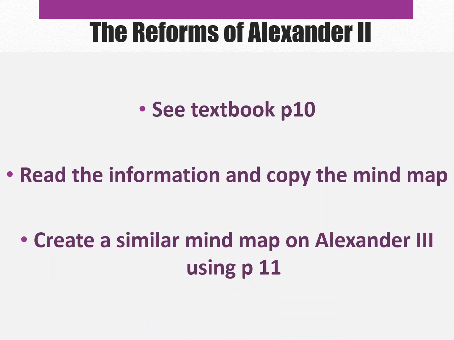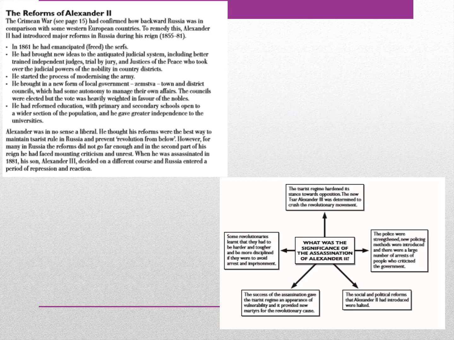So, if you're thinking about Alexander III then, with all of this in mind, we obviously need to think about how the Tsars did try to make some changes. So if you have a look at the textbook, page 10, you can have a look at the reforms that we talked about Alexander II bringing in. There's some information and a mind map for you to do there. So the first task that you should do with this is to read that information and copy the mind map, and then using page 11 of the textbook, create a similar mind map for the same thing for Alexander.